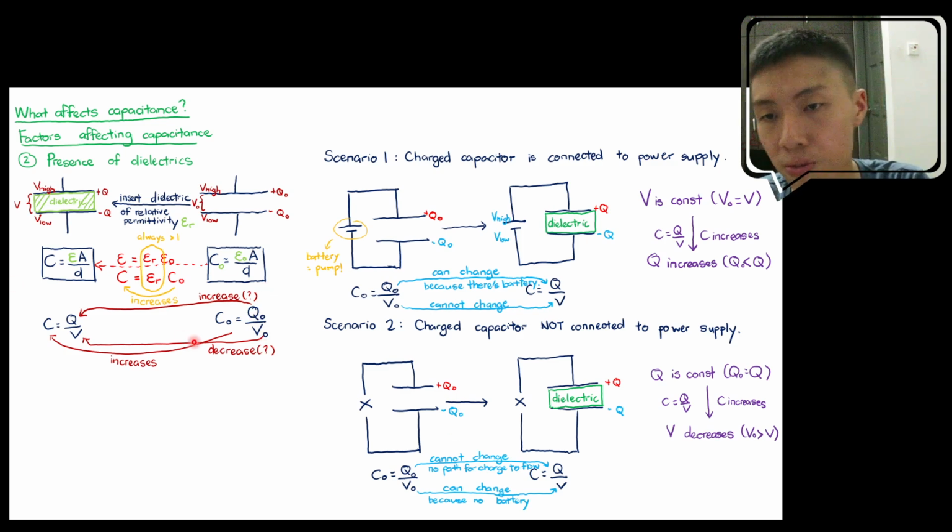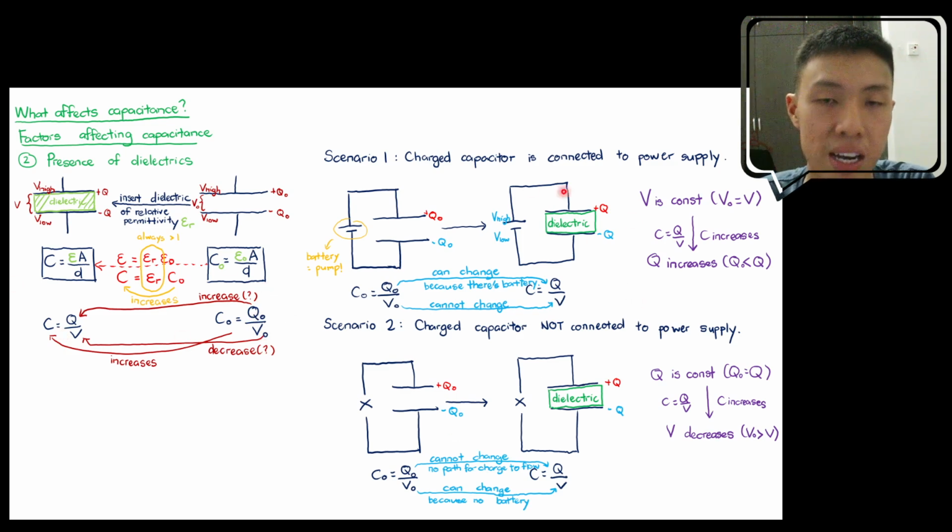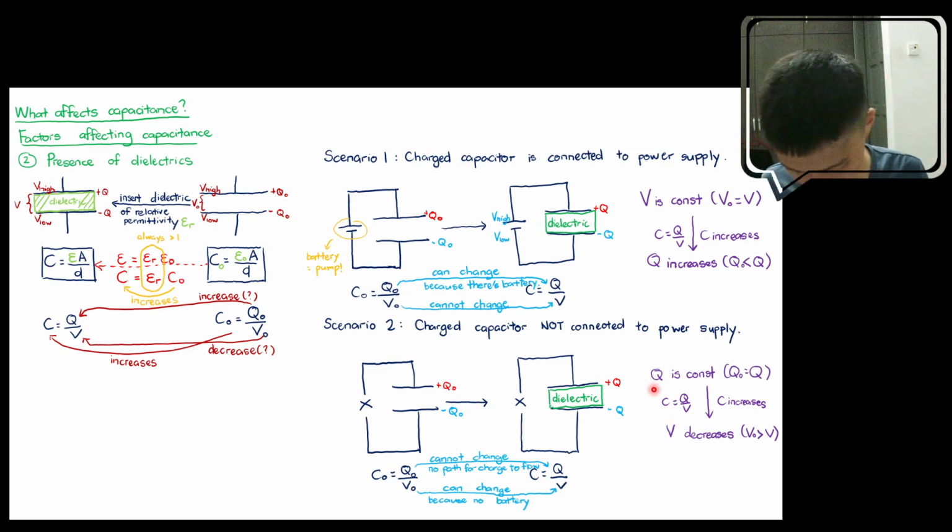So when will V decrease? V cannot change if you have a battery, because it dictates how much the voltage of the capacitor should be. But if there's no battery, then V is free to change. In this case, it will decrease so that the capacitance can increase. Okay, so these are the two scenarios that you can understand for now.